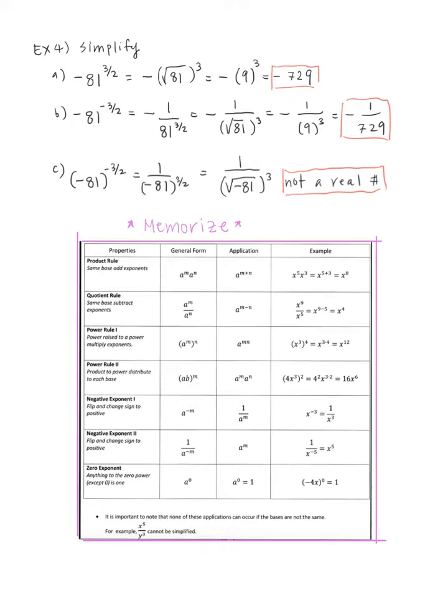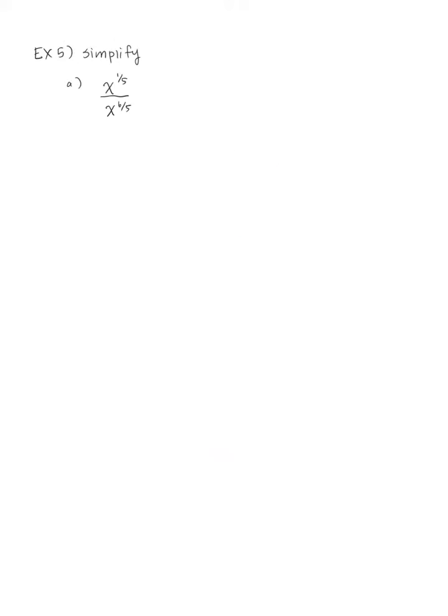Here, I just posted this chart in case you forgot about the basic properties of the exponents. Please memorize all of these properties, and maybe you can write them down on a note card or something. So let's take a look at example 5. Simplify x to the 1/5, whole thing divided by x to the 6/5.